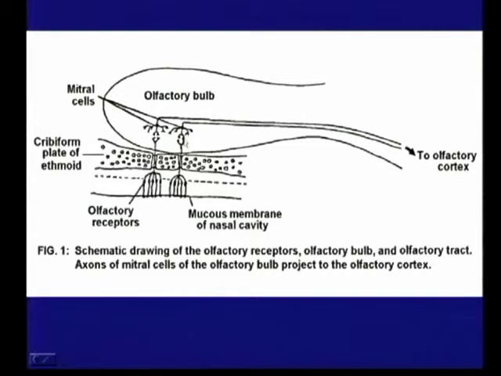So don't get confused, and remember that that nerve is very small, fine fibers. The nerve synapses in the bulb, and then you have mitral cells in the bulb that give rise to the tract that's pretty big and goes back to what I would call olfactory cortex.